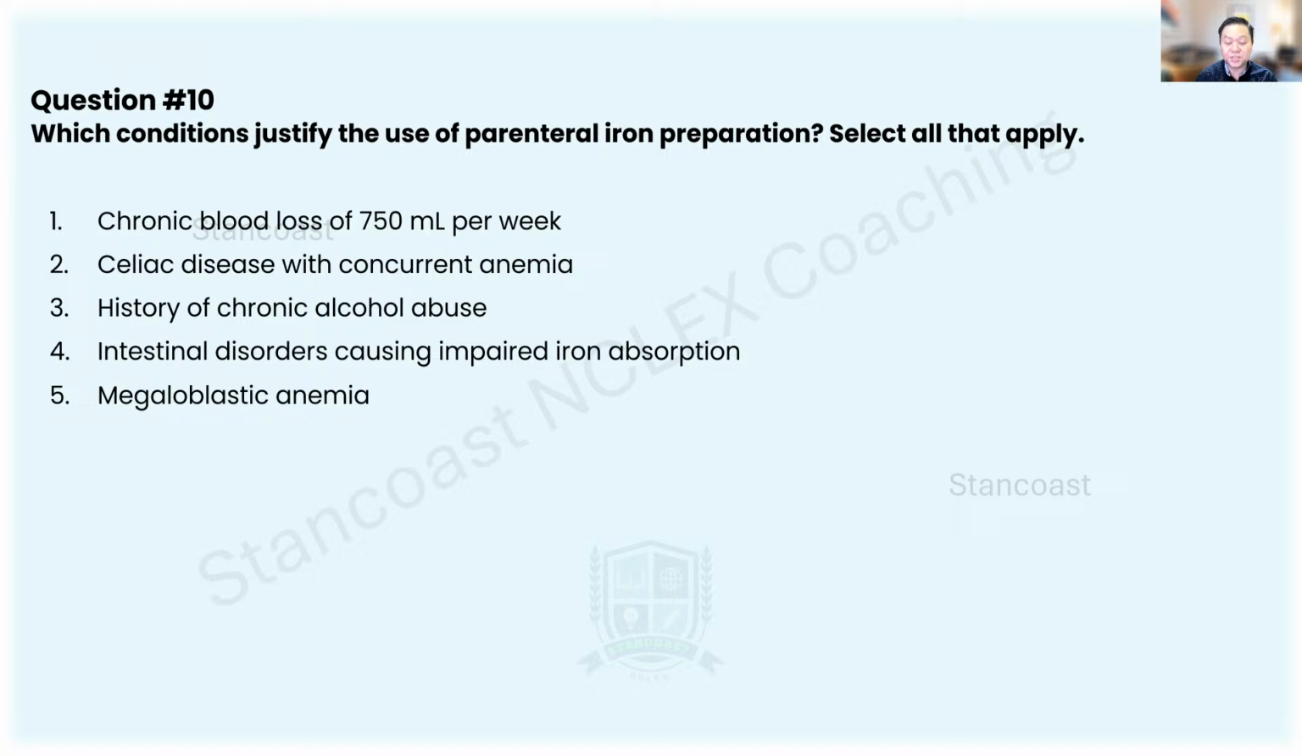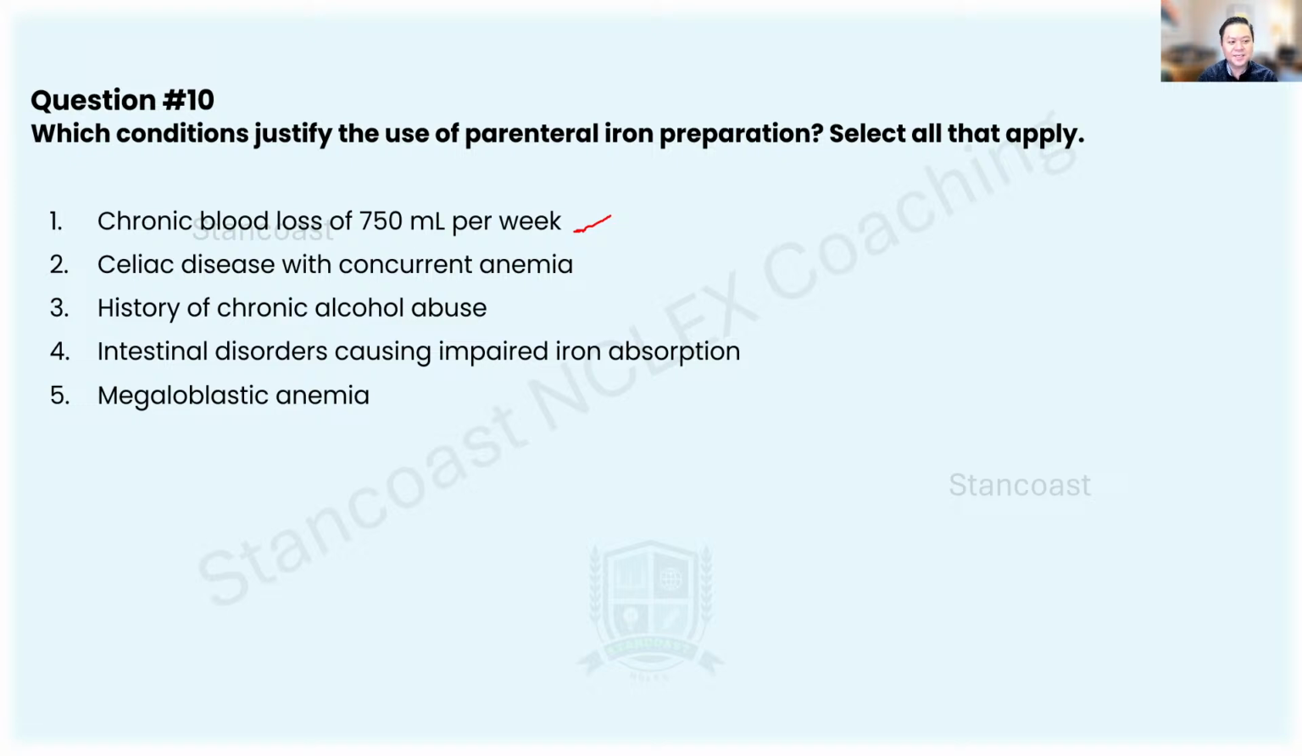Which conditions justify the use of the parenteral iron preparation? Select all that apply. Question number 10. Which conditions justify the use of parenteral iron preparation? Select all that apply. Is it 1, chronic blood loss of 750 mL per week? Wow. Chronic blood loss of 750 mL per week. That is insane.